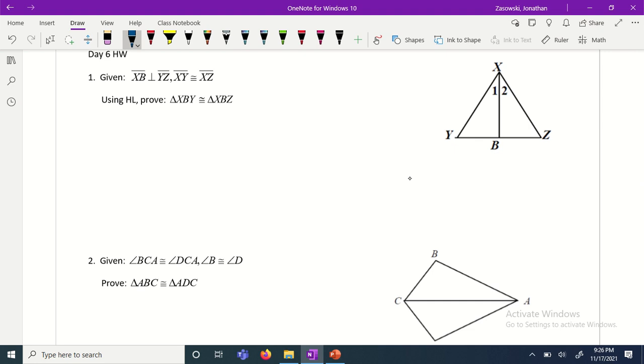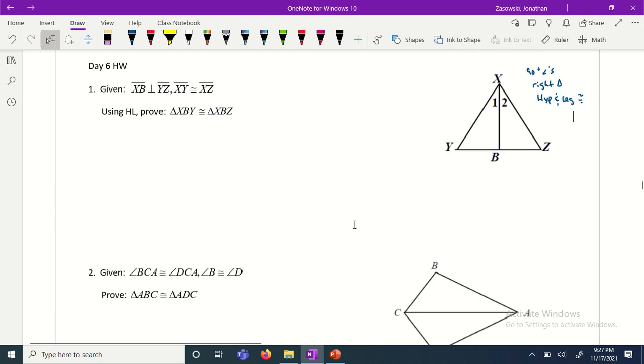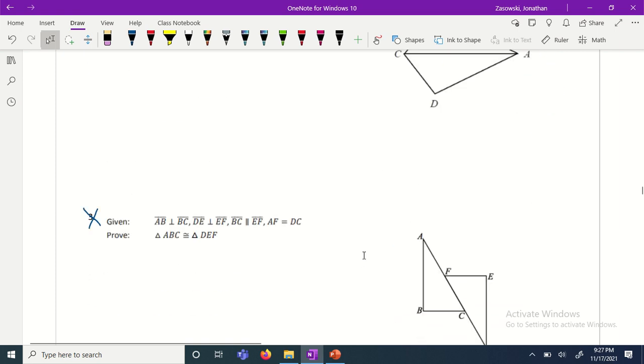So using HL, remember, we want to get 90-degree angles. A right triangle, a hypotenuse, and a leg congruent. So go through the checklist, make sure you get all these things checked off, and then you can do HL. And then this one should be nice and easy for you. Just label out the figure and see if you can do this one on your own. This one may be a little bit tougher, but you should be able to do 2. Don't need to do 3.